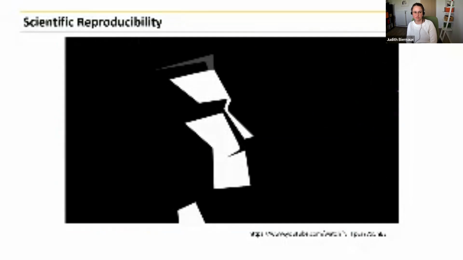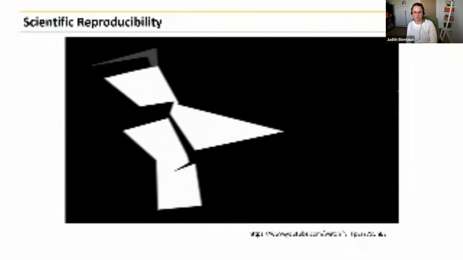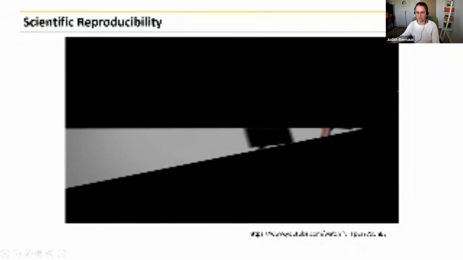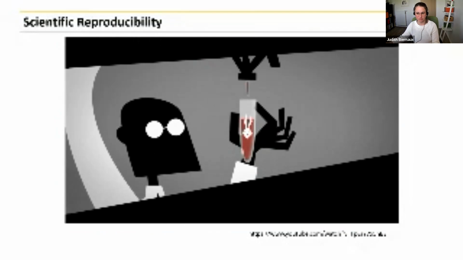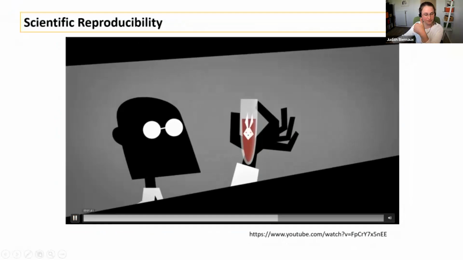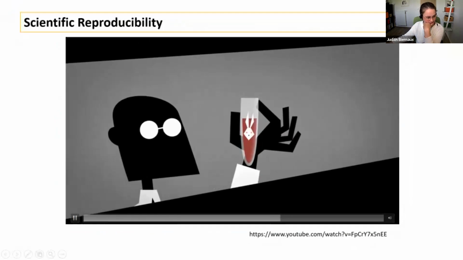In rare occasions, this can even lead to deliberate fabrication, such as in 2013 when a researcher spiked rabbit blood with human blood to give false evidence that his HIV vaccine was working.